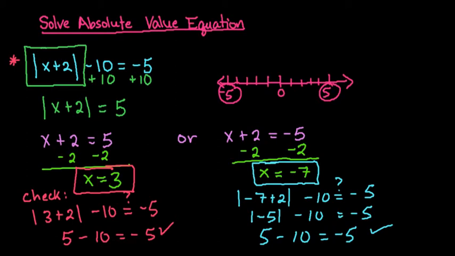And if it's a requirement, remember that you can write this in set notation. If you wanted to write this in set notation, you would just say it's the set of all numbers, -7 and 3, that would make this equation true.